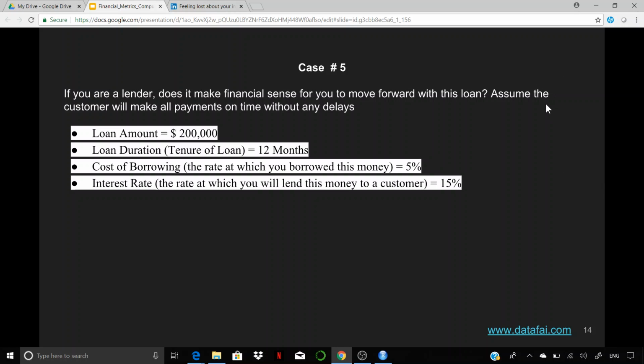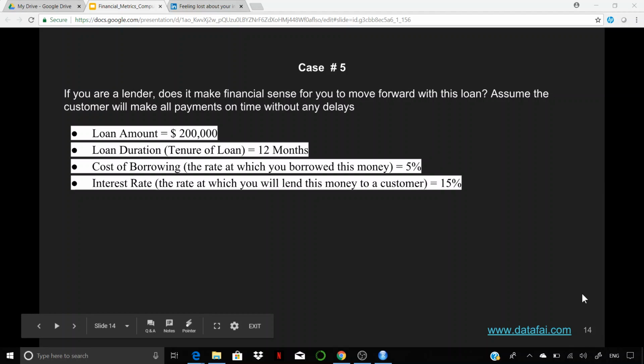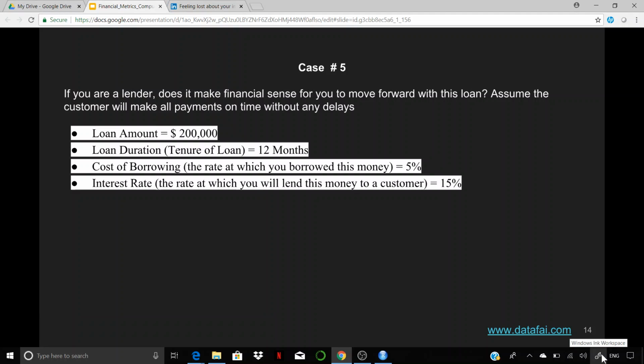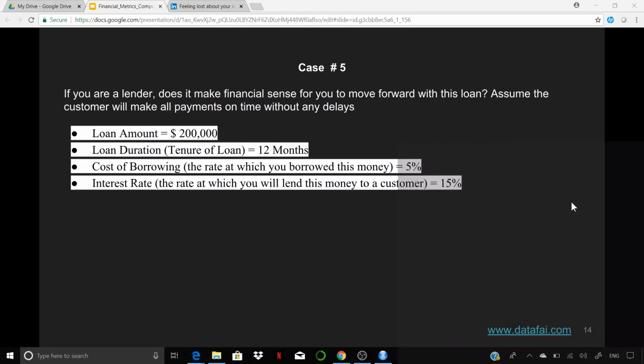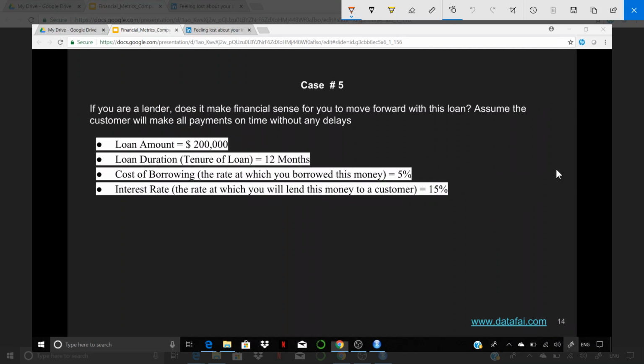Okay, so let's say you are a lender. You are in the business of lending money to others, and here is a potential loan that you can give to a customer. The loan amount is $200,000. The duration is 12 months. It's exactly the same loan terms and conditions that we've talked about in the previous caselet.